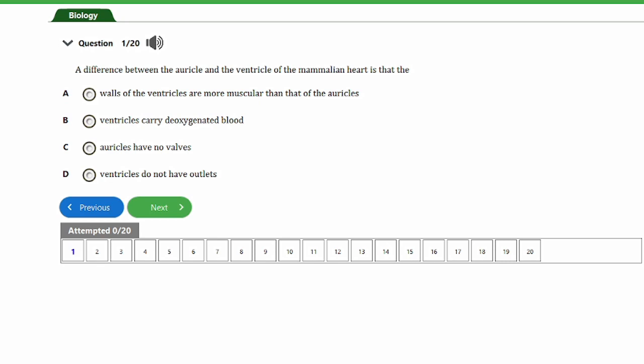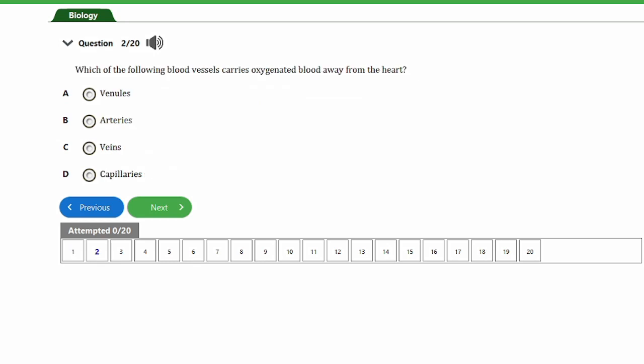It says, a difference between the auricle and the ventricle of the mammalian heart is the A. Walls of the ventricles are more muscular than that of the auricles. B. Ventricles carry deoxygenated blood. C. Auricles have no valves. D. Ventricles do not have outlets. So guys, the correct answer to this question is option A. The walls of the ventricles are more muscular than that of the auricles. So let's look at the next question.